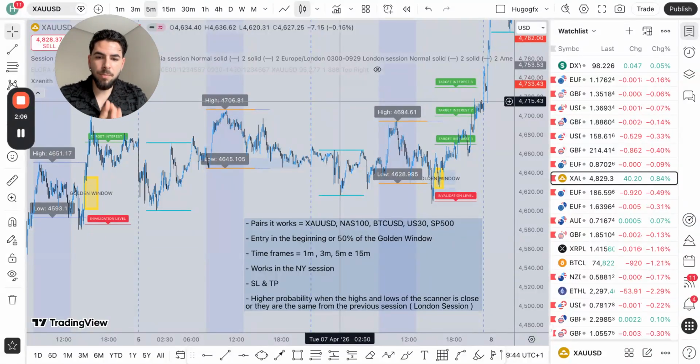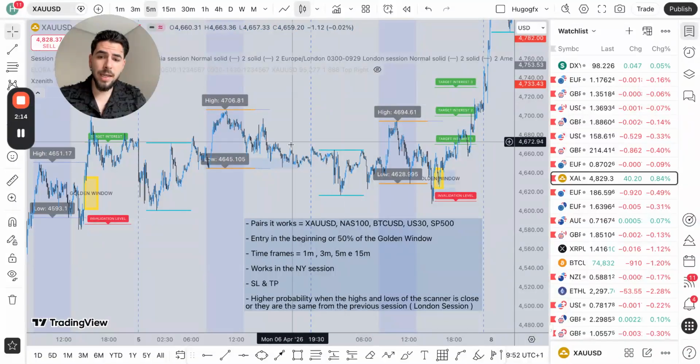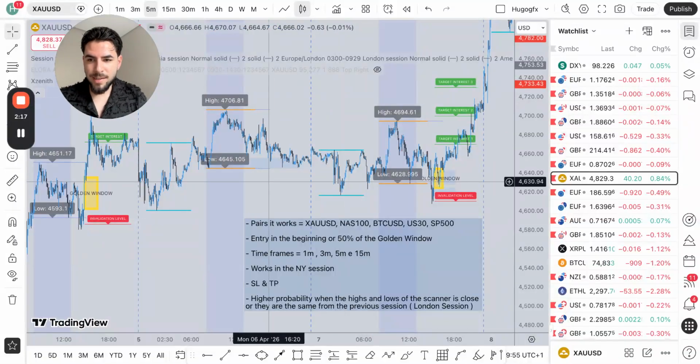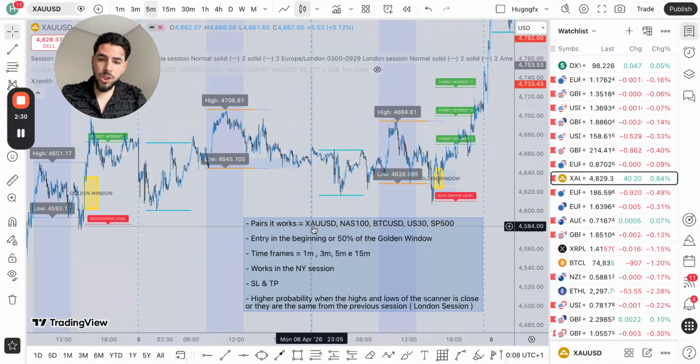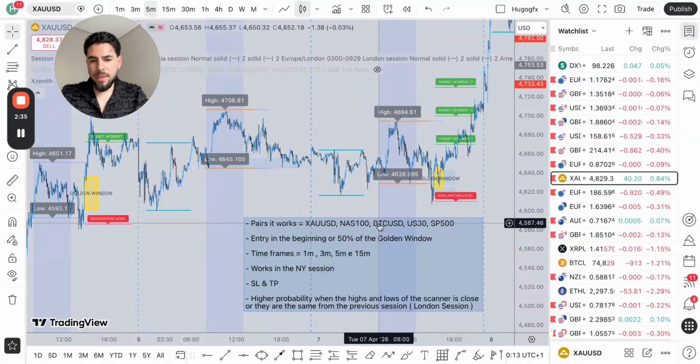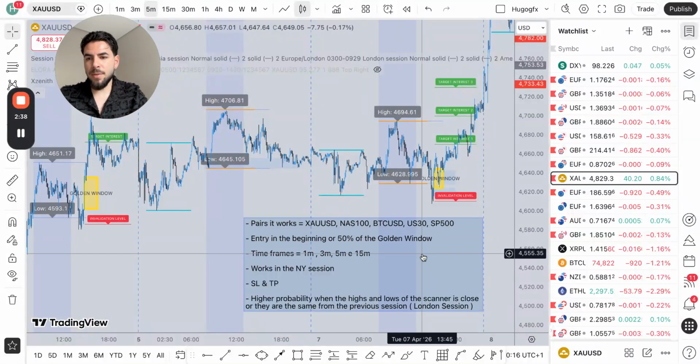So right now it's important for you to understand how it works, right? So let's go straight into that. First thing first, it's important to understand which pairs the scanner works on. For now, as we are doing major updates in this scanner, and in the future it will work basically on every single pair, but for now it works on XAU USD, that is gold, it works on NASDAQ, NAS 100, BTC USD, US 30, and SP 500, right? These are the pairs that the technology works on for now.